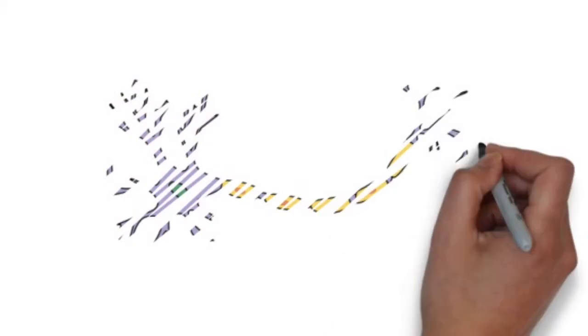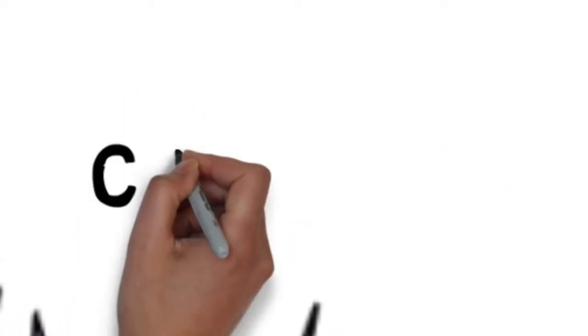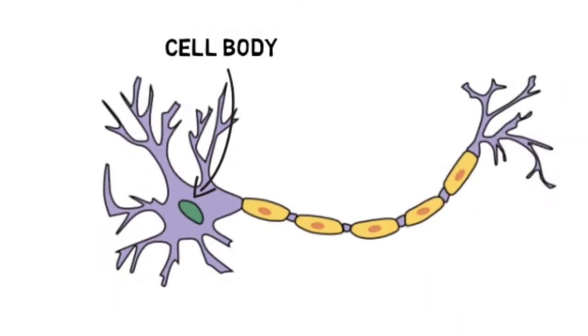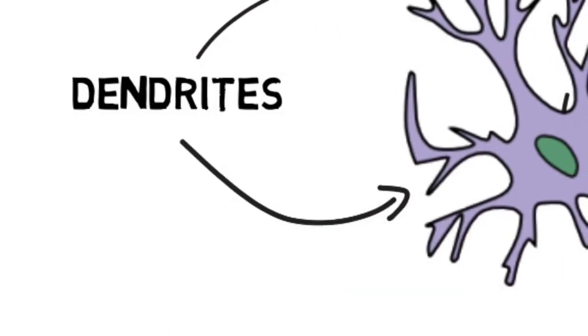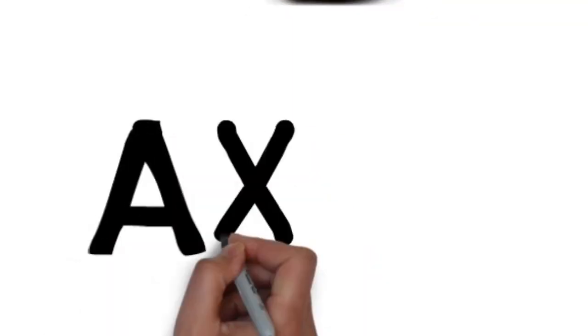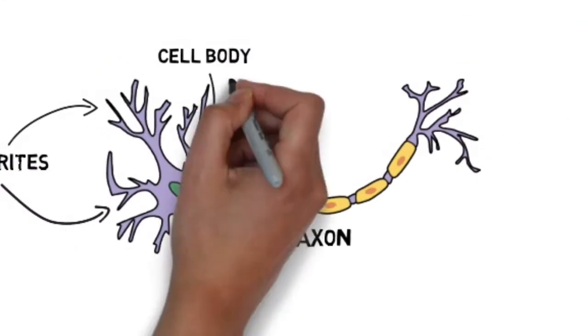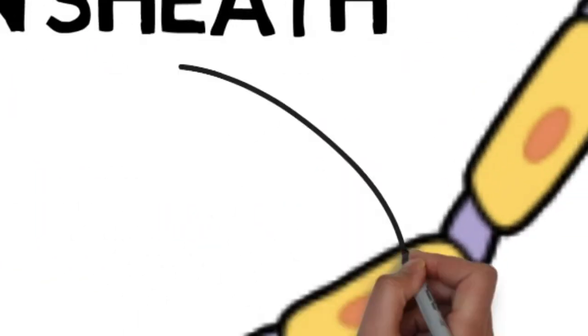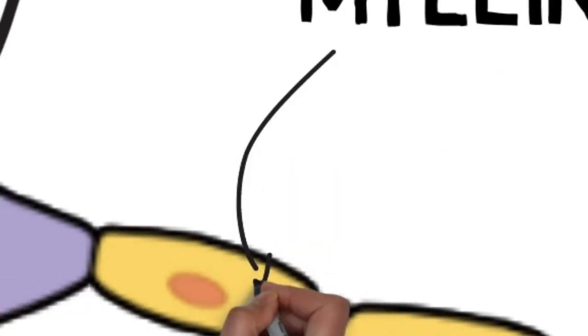Let's start from the basics. Here's a neuron. A neuron has a cell body that consists of a nucleus and other organelles. The cell body is studded with highly branched extensions called dendrites. Together, they receive signals. Neurons typically have a single axon, an extension that transmits signals to the other cell. The axon is covered with myelin sheath that protects it and catalyzes the signal transmission speed.